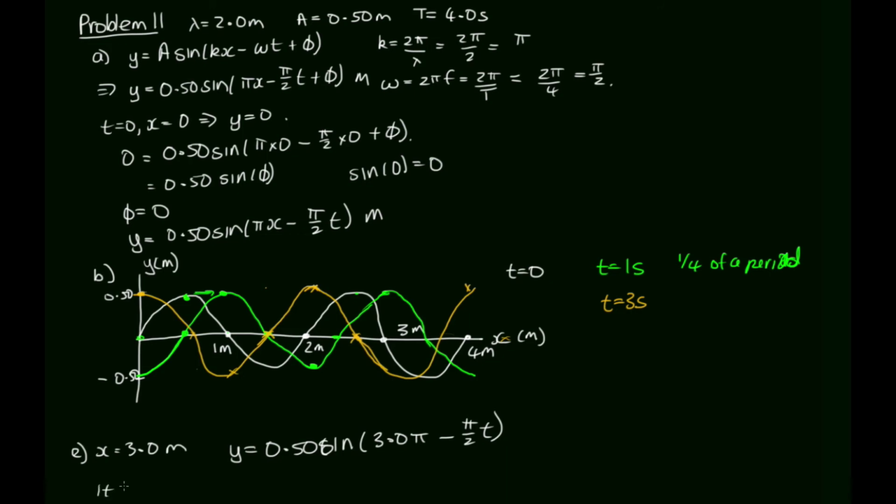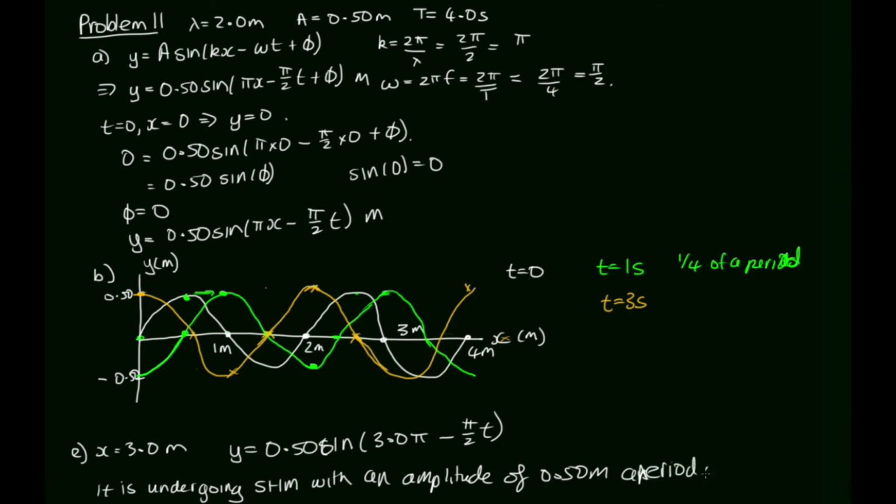So it is undergoing simple harmonic motion with an amplitude of 0.50 meters, and it's got the same period as the wave, so the period's still 4 seconds. Okay, so that's answered that problem.